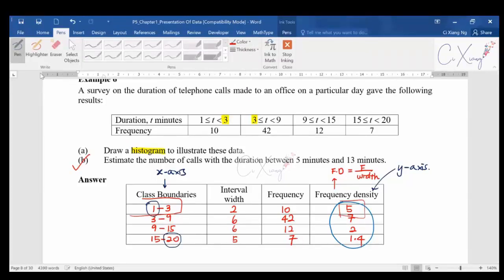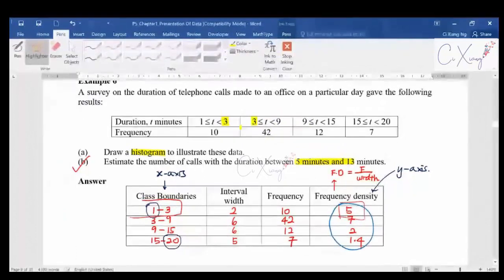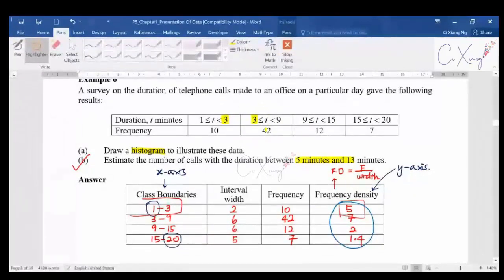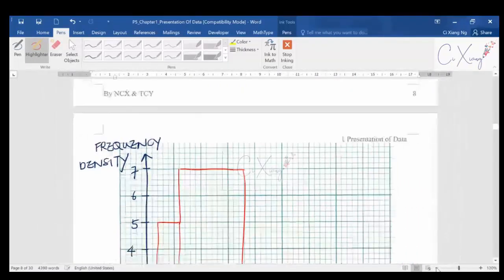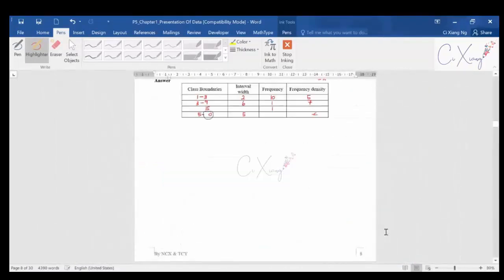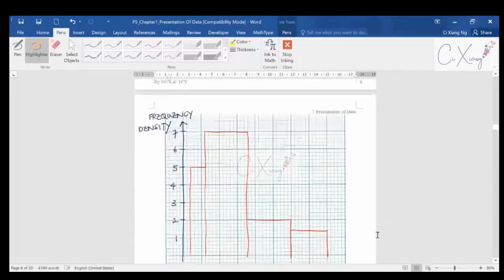After you draw the histogram, sometimes they will ask you to answer some questions by using your graph. As an example, they want you to estimate the number of calls with the duration between 5 minutes to 30 minutes. If you look at the graph here, do you have any 5 minutes to 30 minutes here? No, right? They want you to estimate the value from your graph. So your graph now is very important. 5 to 15. Oh, sorry, 5 to 13. Yes, 5 minutes to 13 minutes.